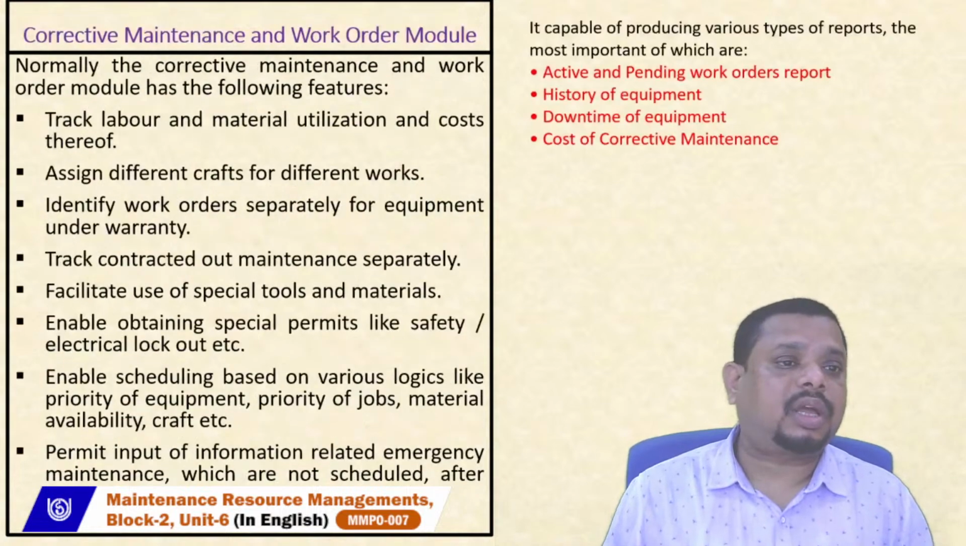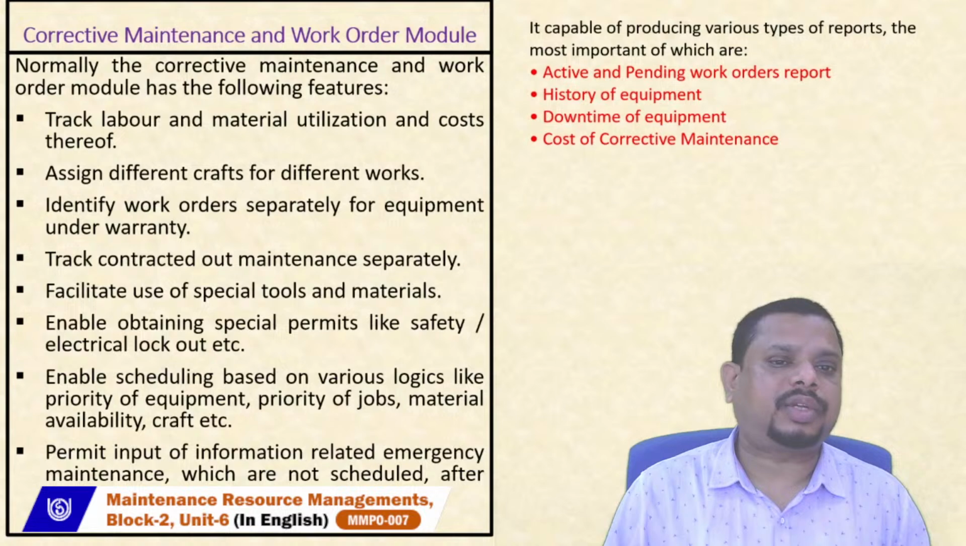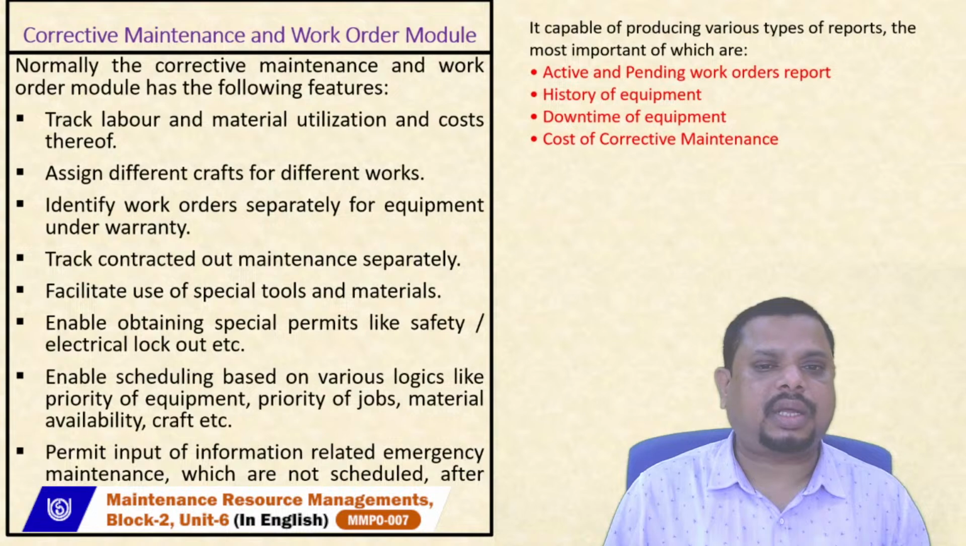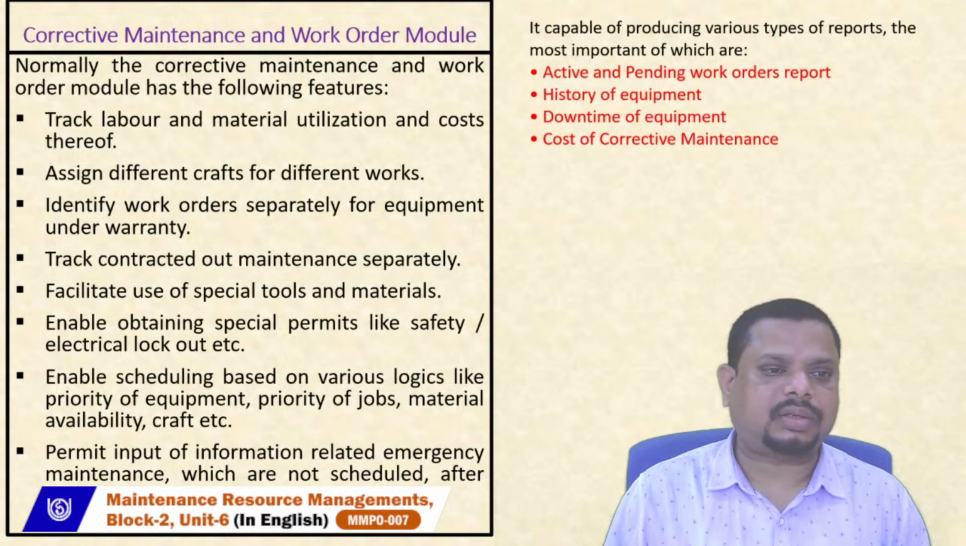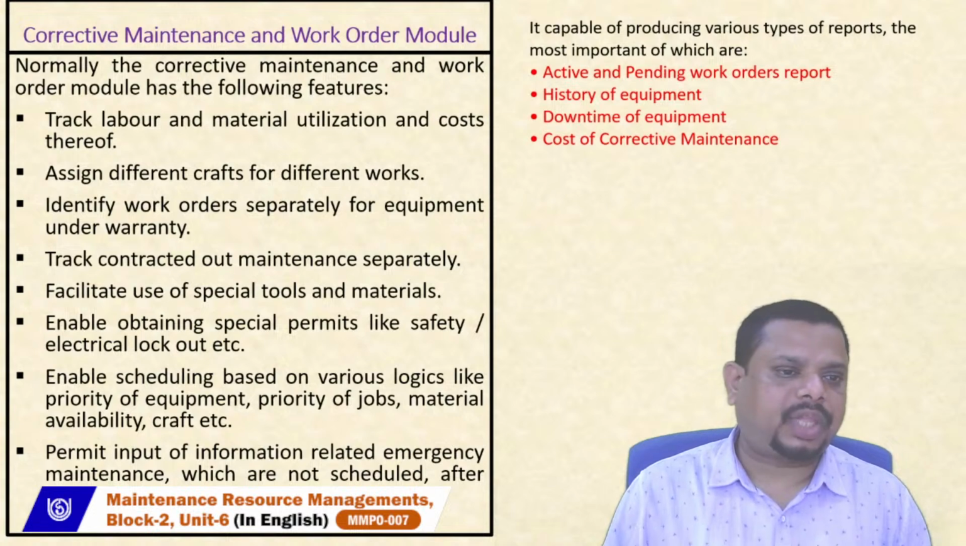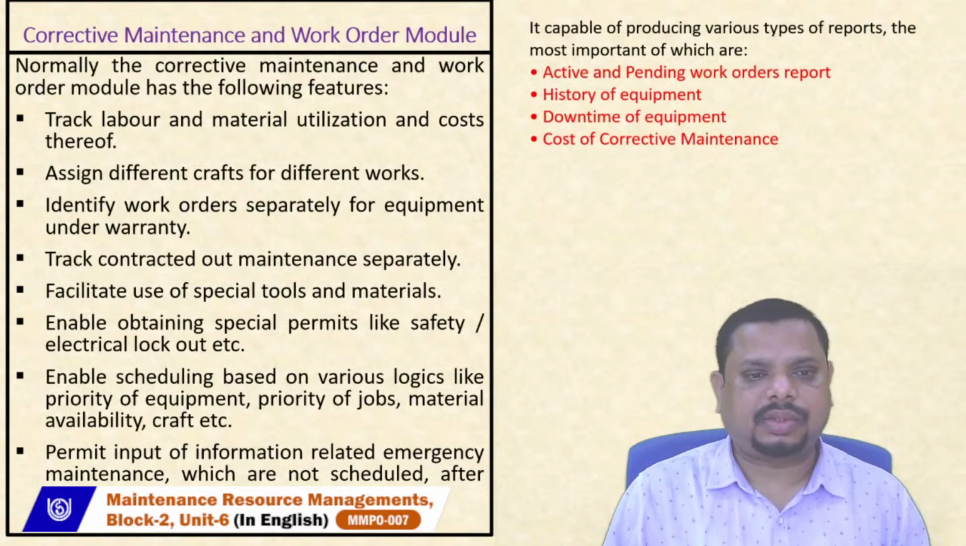The third one, we have corrective maintenance and work order models. Under this particular model, there are certain features. The first one is track labor and material utilizations and their cost thereof. So whenever you go for corrective maintenance, track the labor, the different maintenance workers available, and the materials like spare parts and tool utilization, and their cost should be noted. Then assign different crafts for different works. Depending upon their skills, you have to assign different workers to different work.